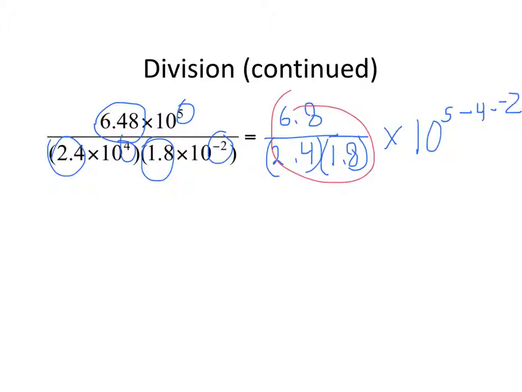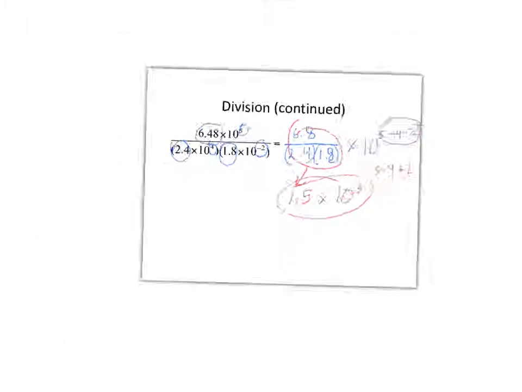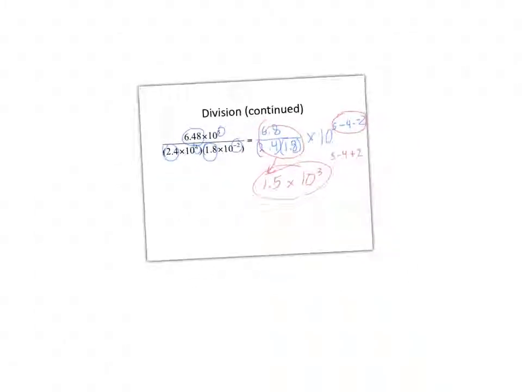Okay, so this number right here is just 1.5 times 10 to this power. 5 minus 4 is 1, plus 2 is 3. So this is 1.5 times 10 to the 3. Moving on to the next page.